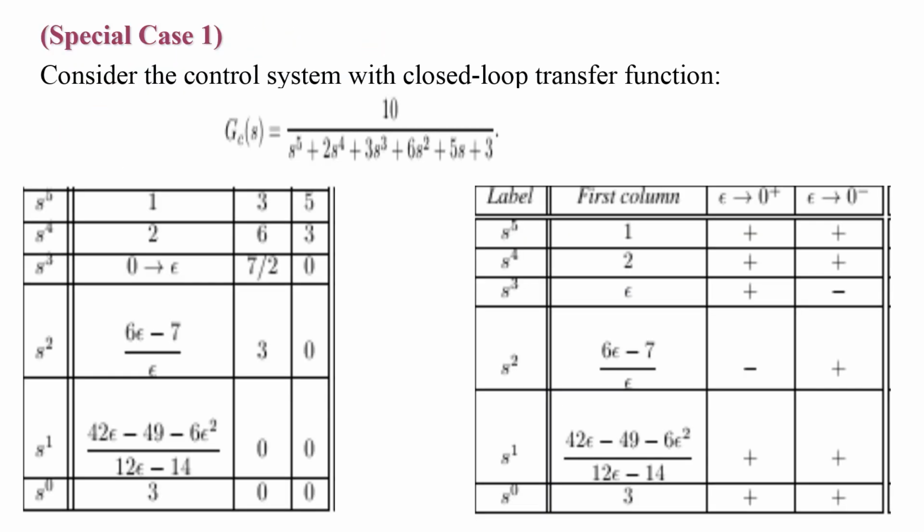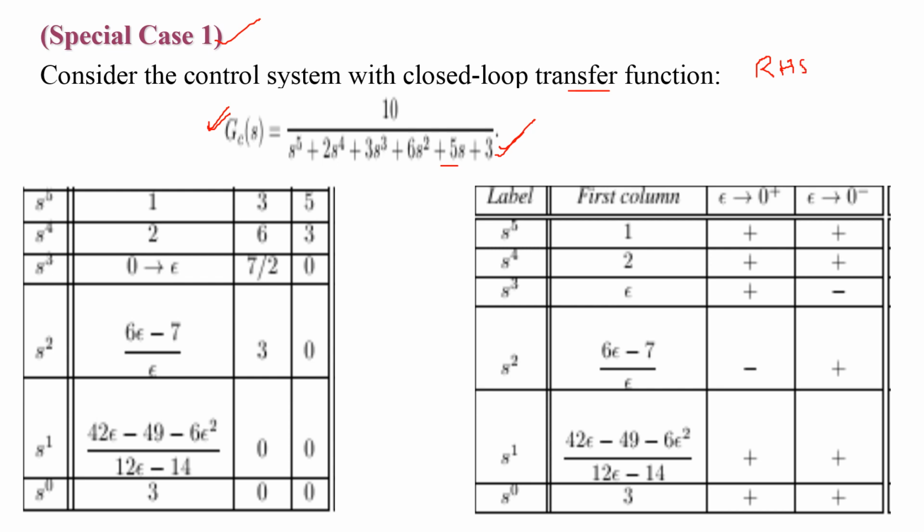Coming to a small example on special case 1, consider the control system with closed loop transfer function. The closed loop transfer function GC of S is given as 10 by s power 5 plus 2s power 4 plus 3s cube plus 6s square plus 5s plus 3. For this system we are going to find the number of right hand side roots as well as stability by using the RH criteria.